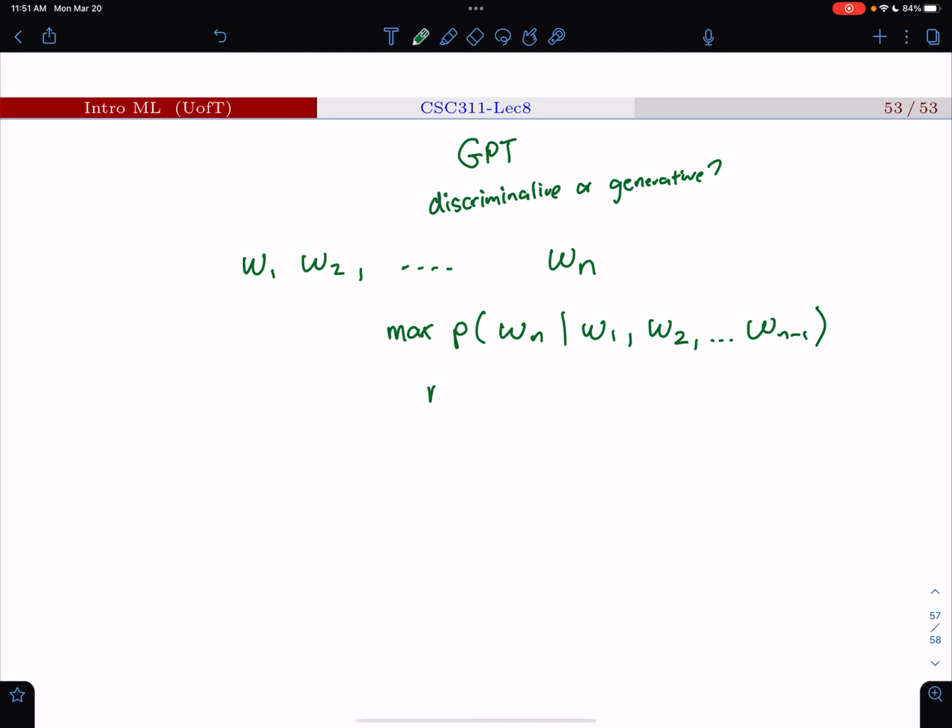This is a model that tries to capture some underlying properties of the words themselves, and it's not really trying to classify things one way or the other.